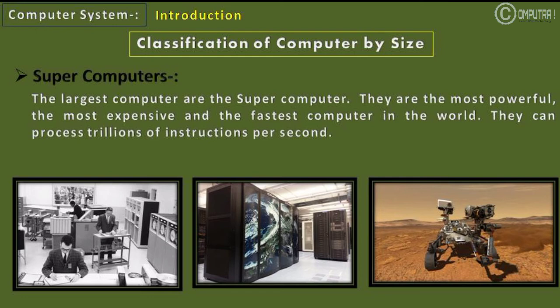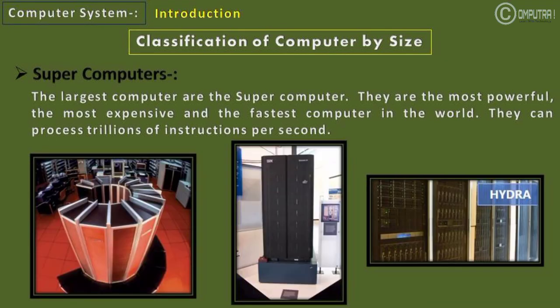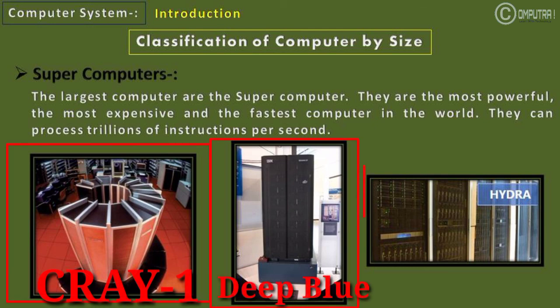Supercomputer can process trillions of instructions per second. Means if we give trillions of instructions to these computers, then they will perform these trillions of instructions per second. If we talk about the use of supercomputer, then supercomputers are used in IRS, National Weather Services, and the National Defense Agencies. Mainly supercomputers are used in space research to research new things in space. Now the examples of supercomputer are Cray-1, Deep Blue, Hydra. These are the best examples of supercomputer.